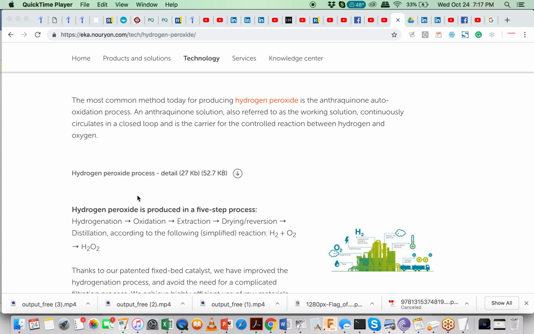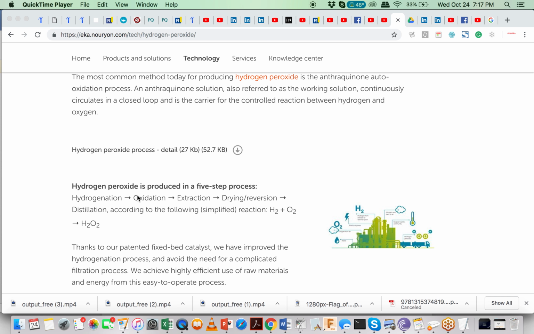The most common method today for producing hydrogen peroxide is the anthraquinone auto-oxidation process. An anthraquinone solution, also referred to as the working solution, continuously circulates in a closed loop and is the carrier for the controlled reaction between hydrogen and oxygen.